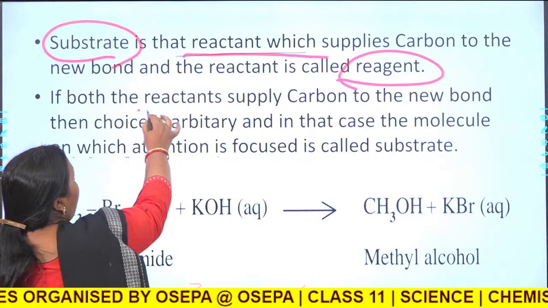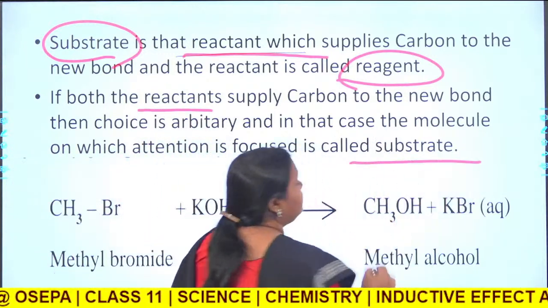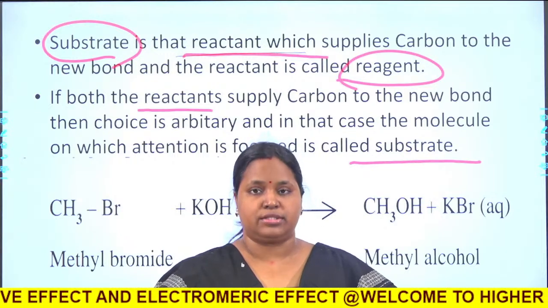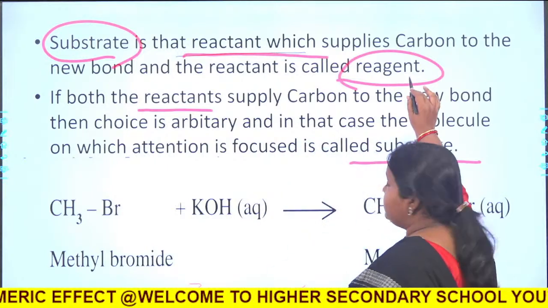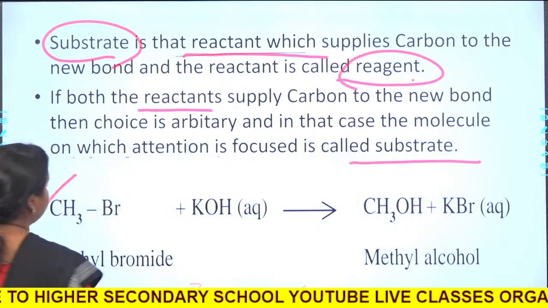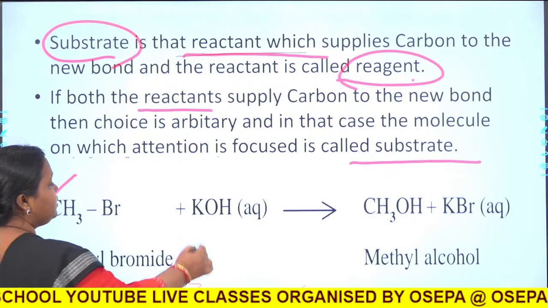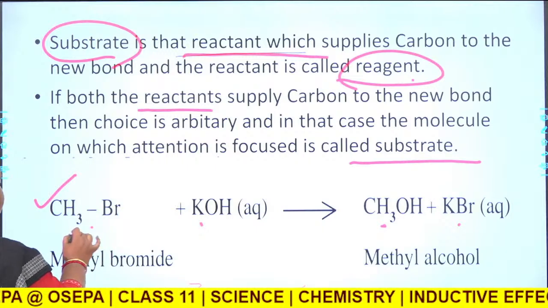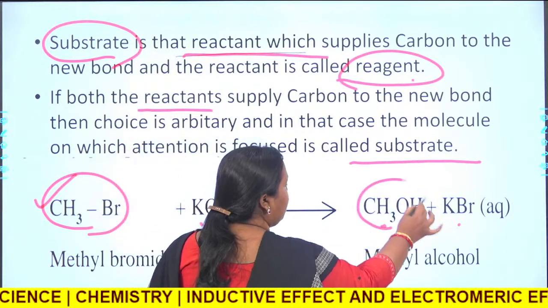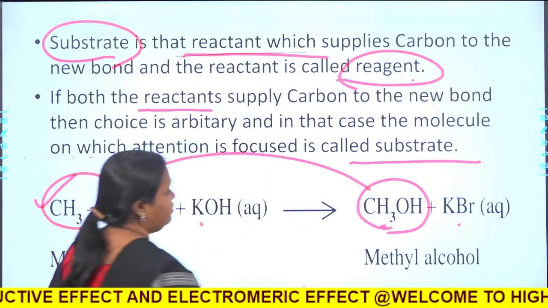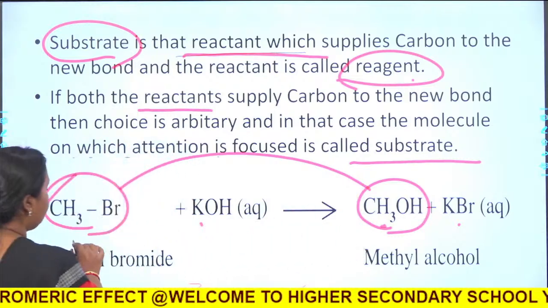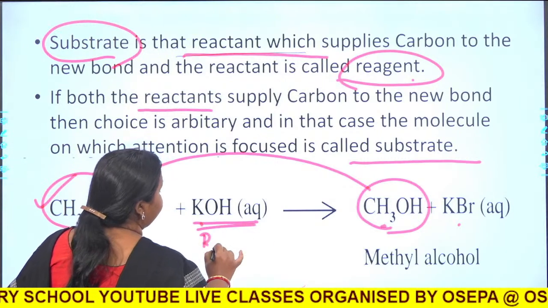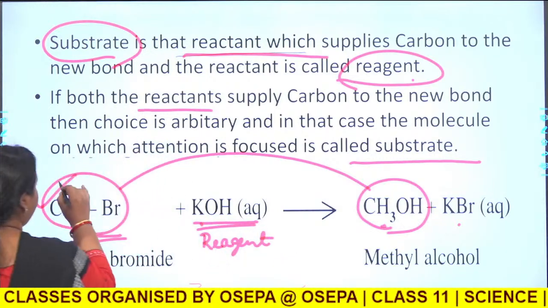If both reactants give carbon to the product, then you can arbitrarily choose which one to call substrate and which one to call the reagent. Let us see an example. Suppose methyl bromide reacts with potassium hydroxide giving you methyl alcohol and potassium bromide. Here the carbon in the product side, that is methyl alcohol, is actually coming from methyl bromide, hence methyl bromide will be the substrate and potassium hydroxide will be the reagent.